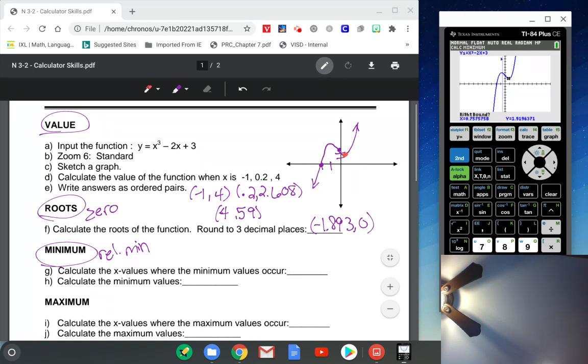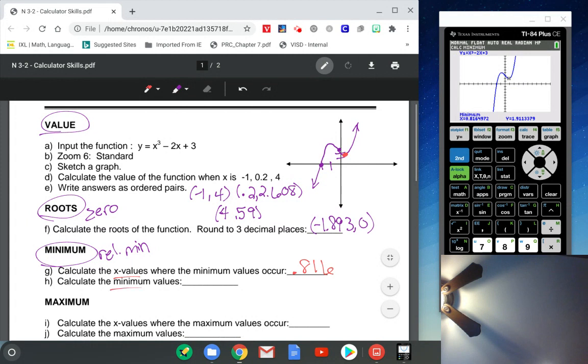Move to the right of that value, so past that minimum, somewhere to the right. Hit enter, and your boundaries should be on either side of this point you're looking for. Hit enter again, and it will give you your minimum. So the x at the minimum is 0.816. So that's your x value.